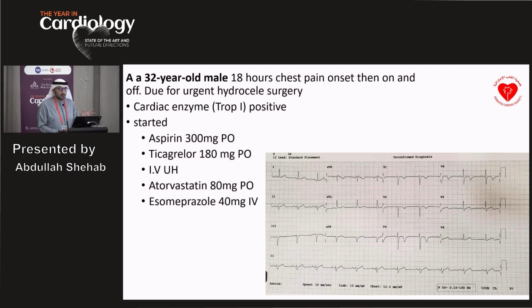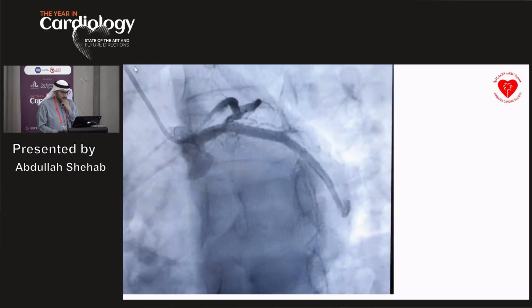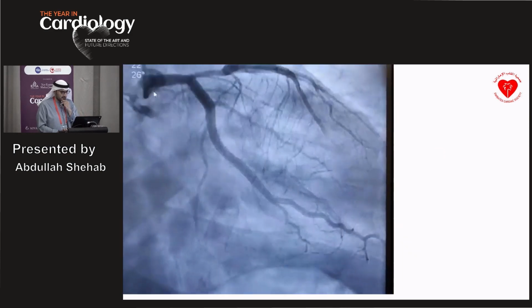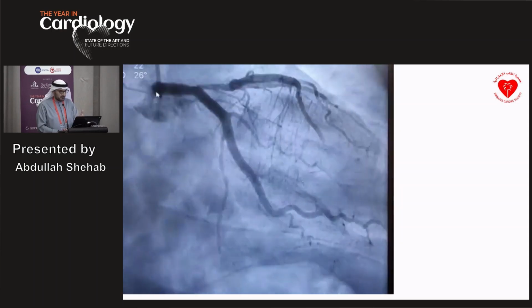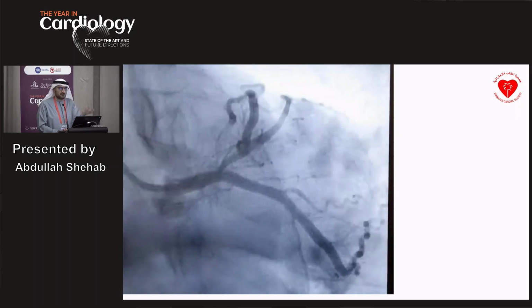Came to you, this patient was loaded. This is what we practice, preloaded with this, although the guidelines say something different. So the patient was taken to the cath, and you can see proximal LAD gone, mid LAD, maybe thrombus gone down. We don't know what's going on. So this patient needs to go for operation.